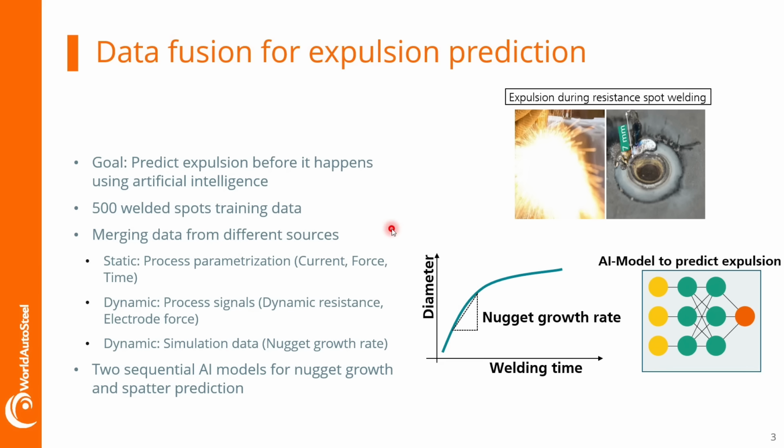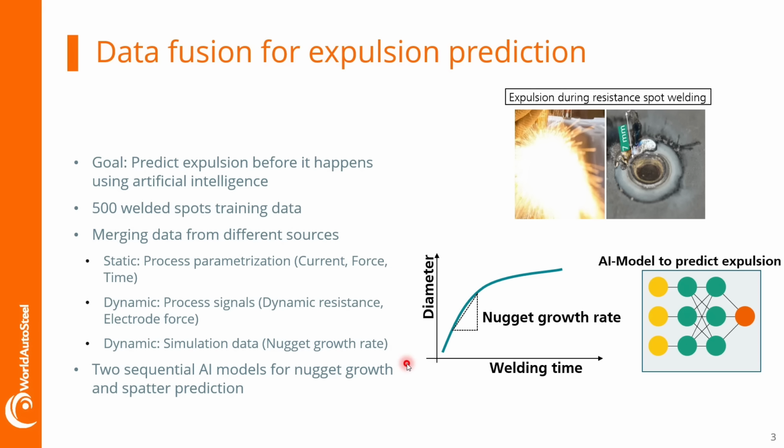The easiest data to get are the process parameters: your current, your force, your weld time, all the parameters you basically set as an input in your machine. Furthermore, resistance spot welding is really useful for all of these AI topics because you get a lot of process signals from the power source itself. The power source will measure dynamic resistance for each welded spot. It might measure electrode force and electrode displacement.